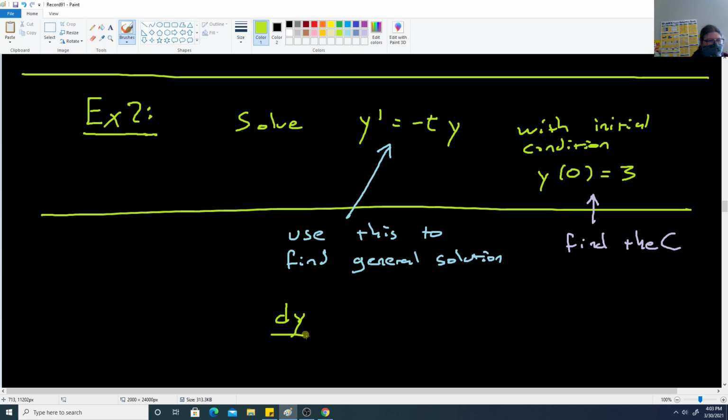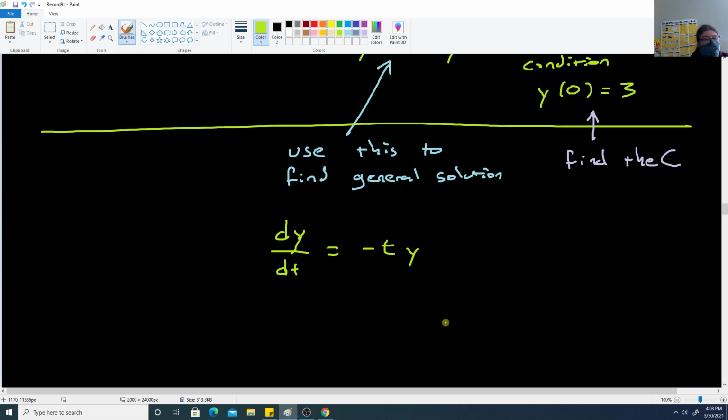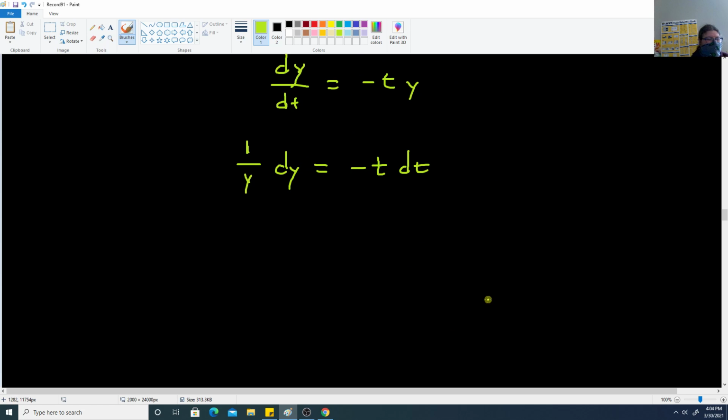Y prime I'm going to write as dy dt. This equals -t times y. So I'm going to move the y across as a 1 over y. I'm going to leave the dy there, and the dt is going to come back across like this, and we'll be able to integrate both sides now. 1 over y integrates back into natural log of absolute value of y. -t will turn into t squared. We'll need a 1/2 out front. And the negative's still there, and we'll put the plus c out here.